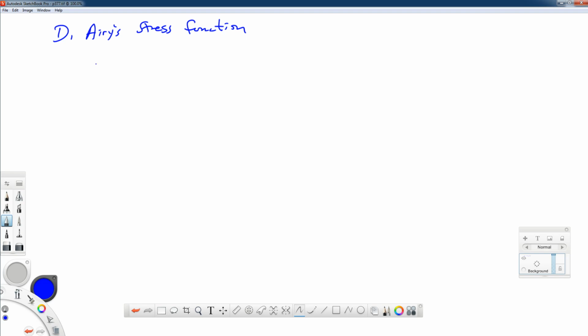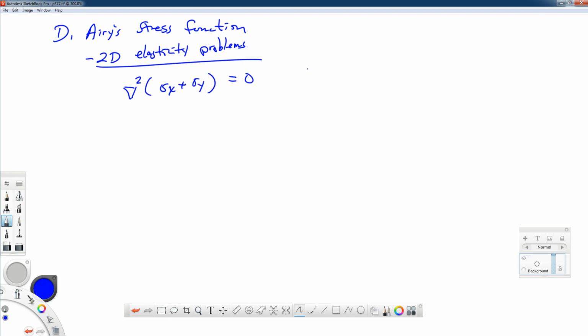All right, well, last time for 2D elasticity, and I really want to emphasize this, Airy's stress function is for 2D elasticity problems. We saw that we had del squared of (sigma x plus sigma y) is equal to 0. And at this point, we're also going to just neglect body forces. I know last time we said they could be constant, but if they were 0, we'd still get the same equation as we have now. And for now, we're going to neglect body forces.